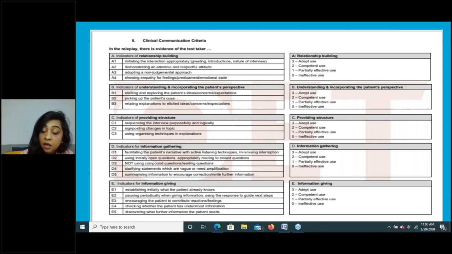And then you can see on the right-hand side of the screen, they've rated your clinical communication criteria from 0 to 3, where 0 is ineffective use and 3 is adept use. Adept use means that you're using it like a competent native speaker. Guys, just remember, to pass, you need to score at least 2 out of 3 on all the clinical communication criteria. Now, I'll try and go through each of these in detail, and then we'll go through a few tips and tricks which I give my students to try and enhance their speaking scores.